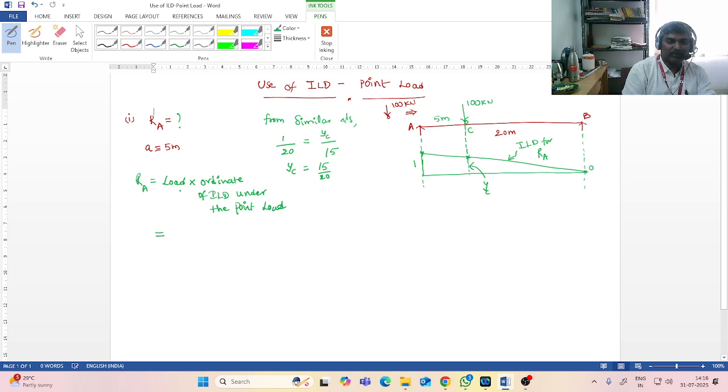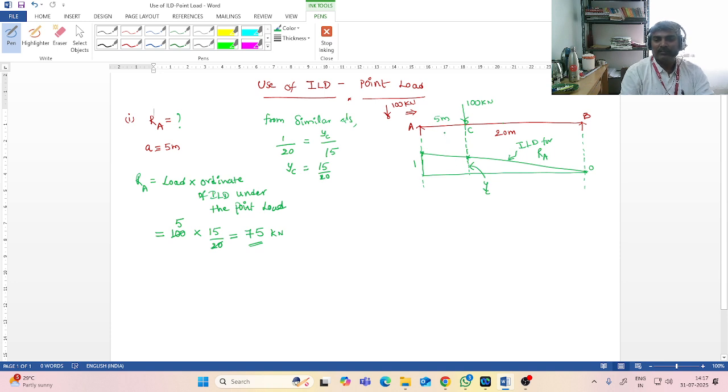So substituting the values, the load given is 100 kilonewton multiplied by the ordinate that we calculated, 15 by 20. Now you can see this is 5 here. So RA is 75 kilonewton. Right? So this is from the ILD.